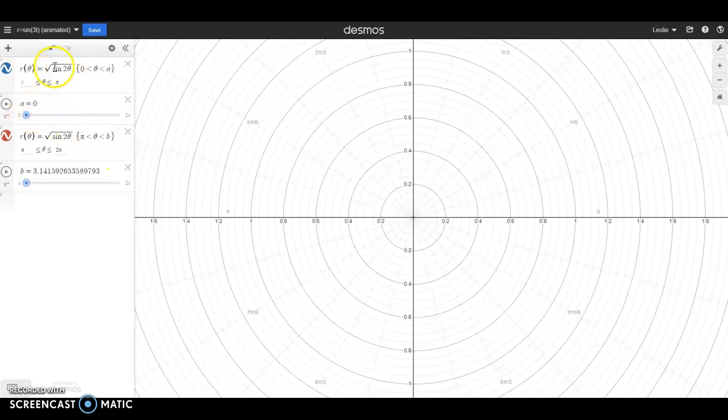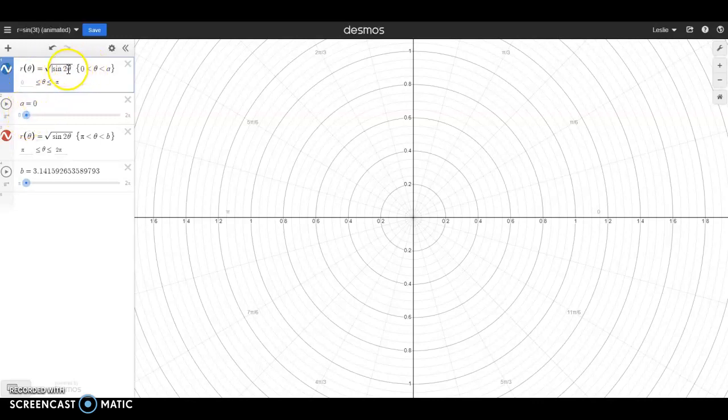Now, I'm taking the square root. Normally, these are written as r squared equals sine squared of 2 theta, or 3 sine squared of 2 theta, for example. I'm just going to stick with a coefficient of 1 for now. But I can't do that in Desmos. So I'm only going to get the positive version of the square root here.